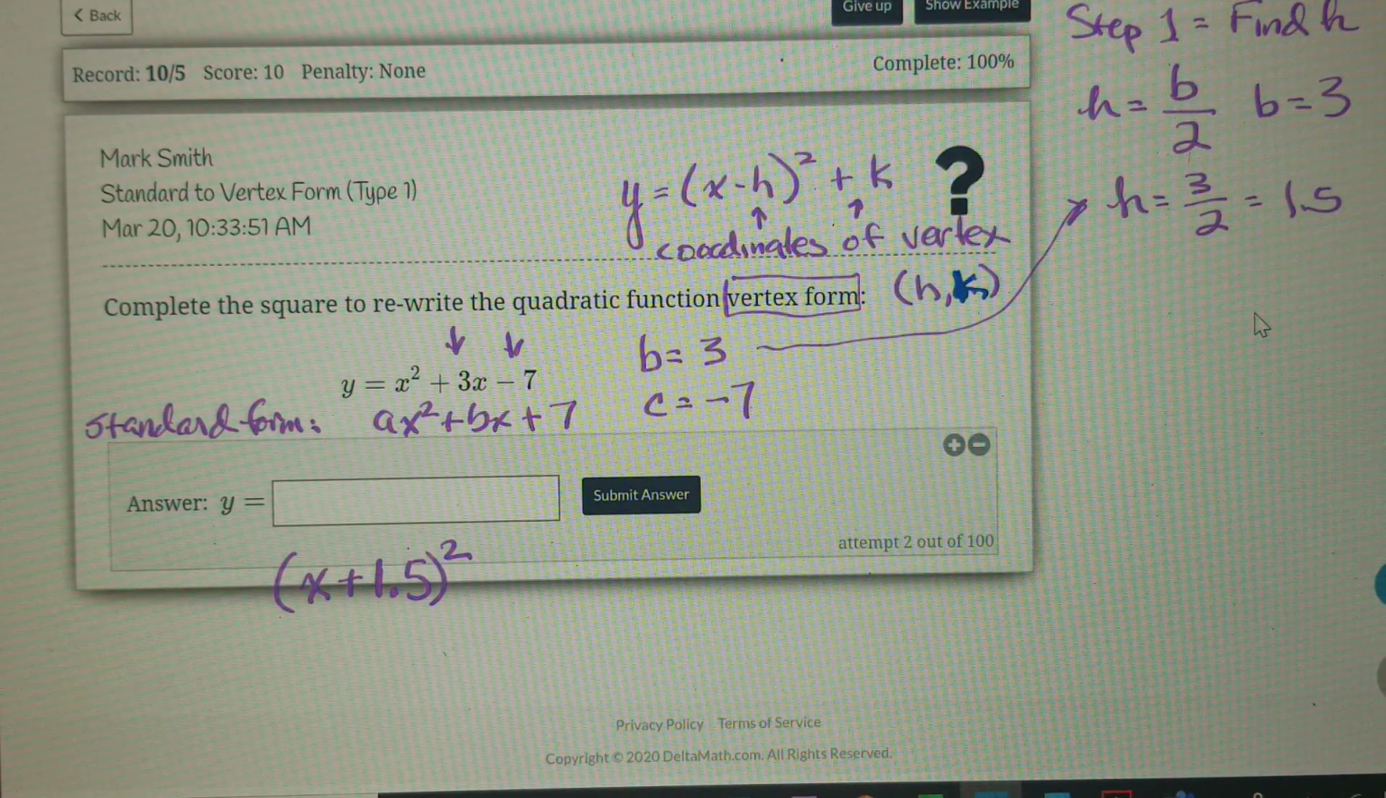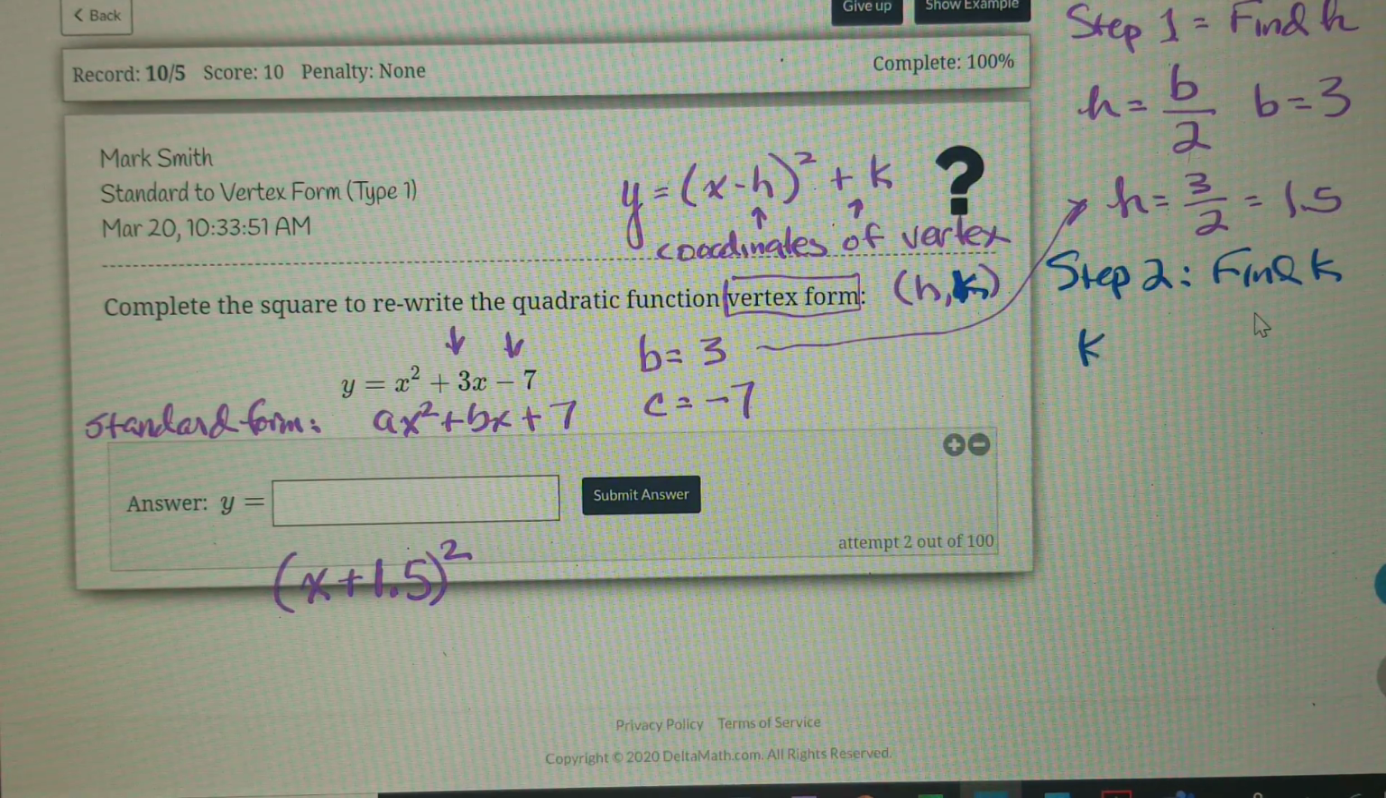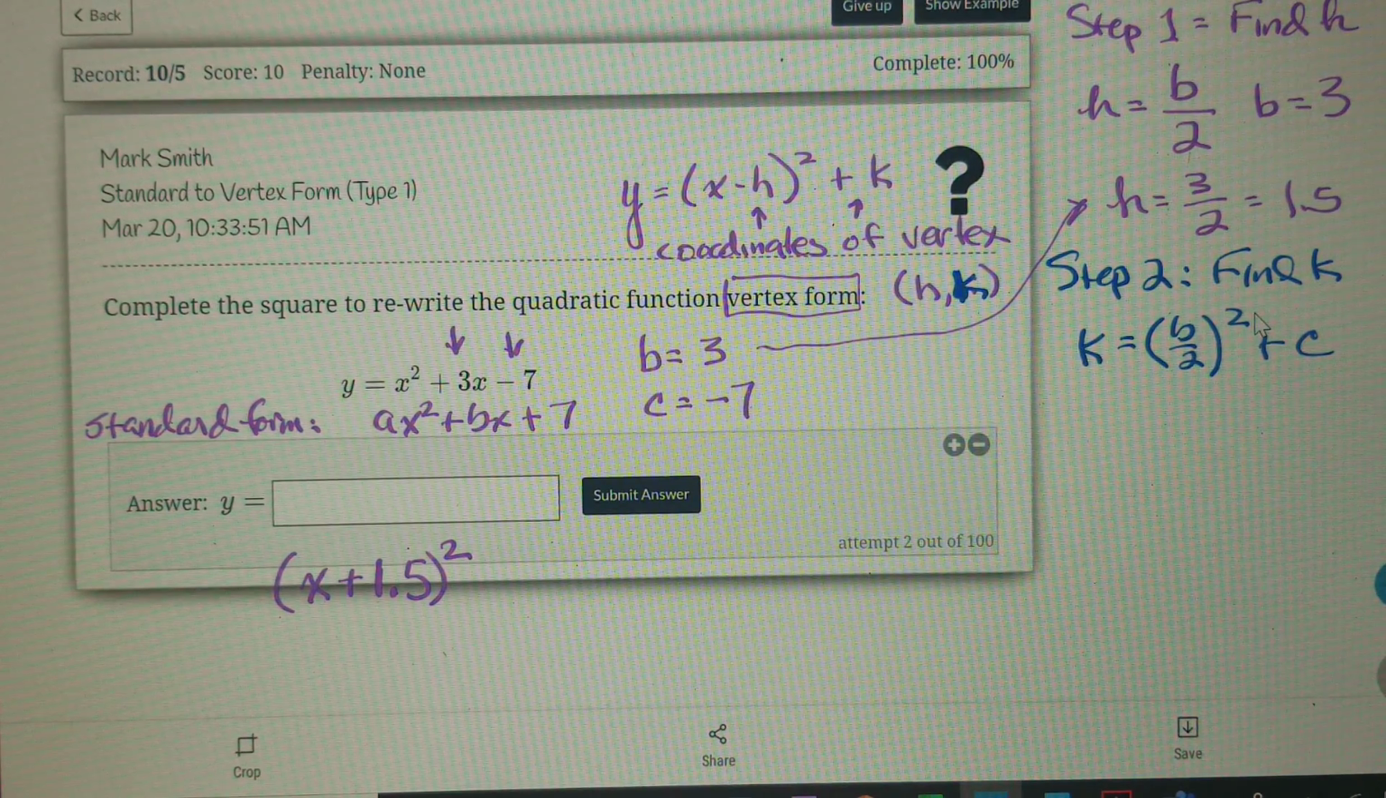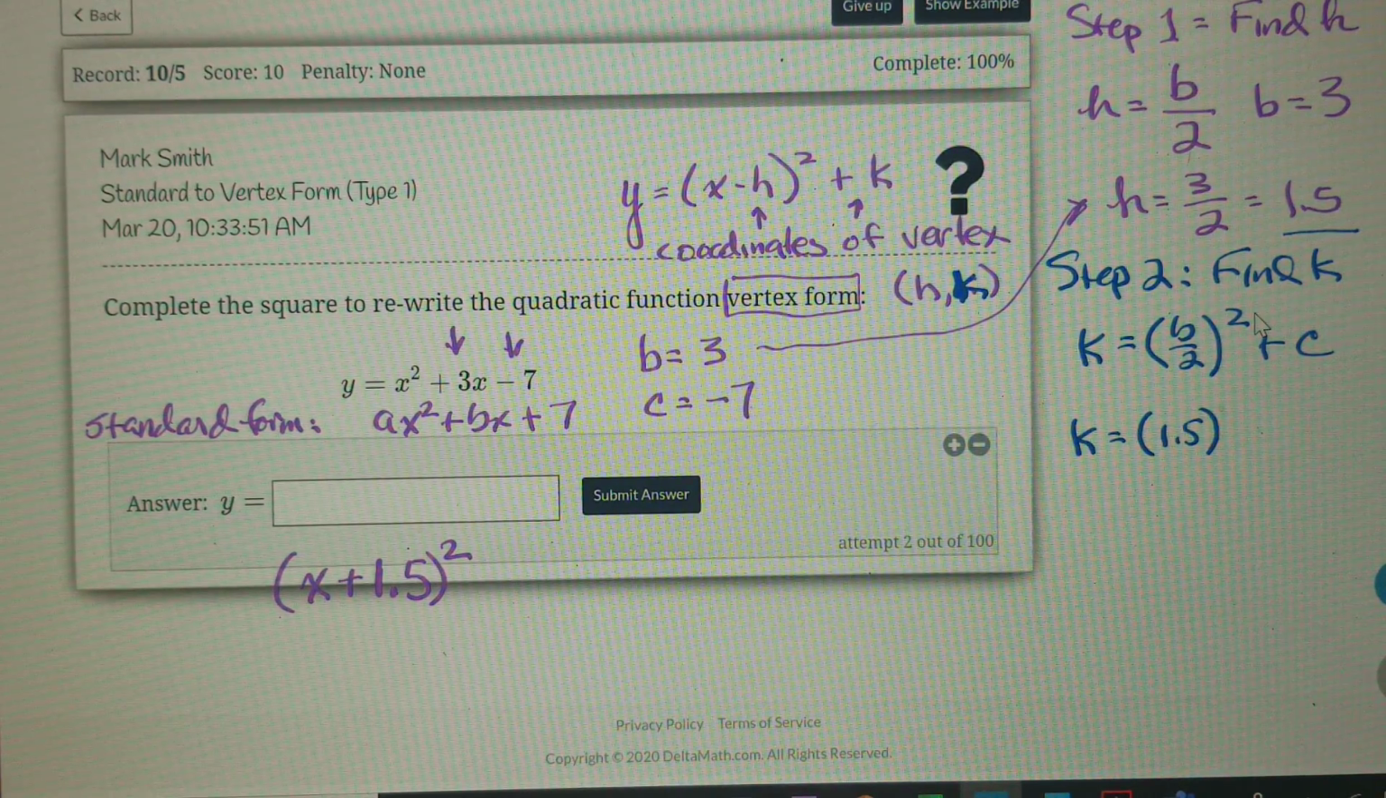So how do we find the k value? Step 2 is to find the k value. Our k value is going to be equal to b over 2 squared plus our constant over here, c. We already figured out b over 2 squared. That's this guy right here. So k is going to be equal to 1.5 squared, and our c is subtract 7.